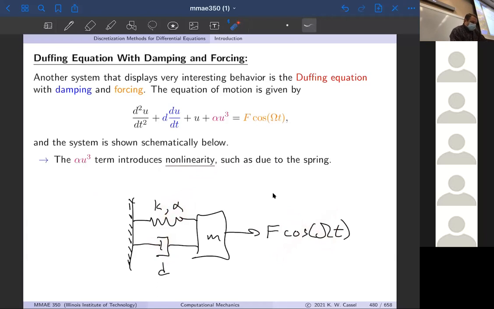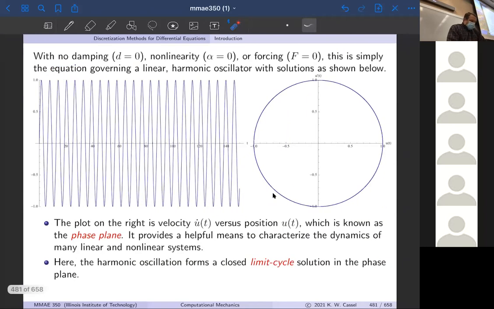All right, so this is our Duffing equation with damping and forcing. Here's the damping term, the nonlinear term, and the forcing term. D, alpha, and F will determine whether those terms are turned on or turned off. Let me introduce you first to the phase plane. A phase portrait, or the phase plane, goes by different names, but it is a plot of the velocity, u dot, versus the position u for whatever makes sense in the system.